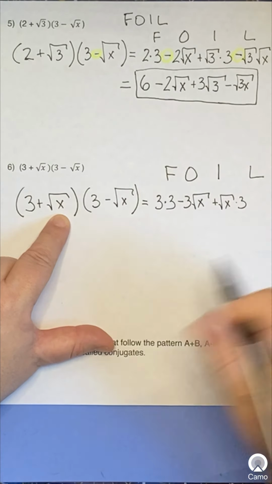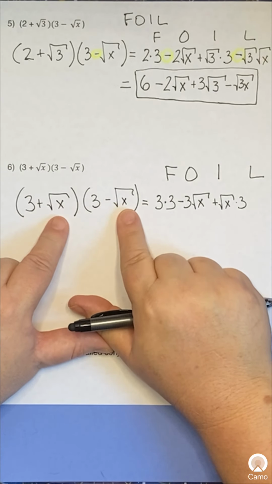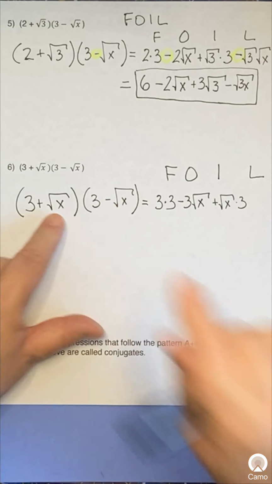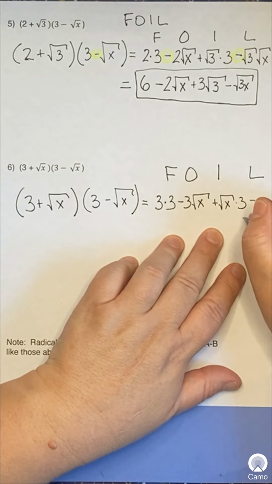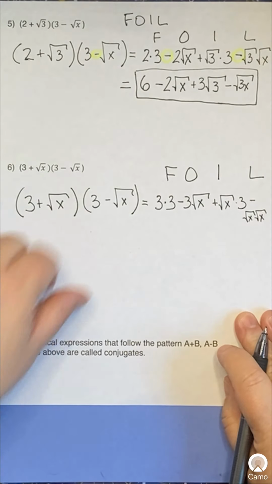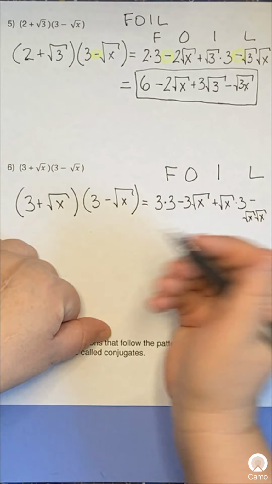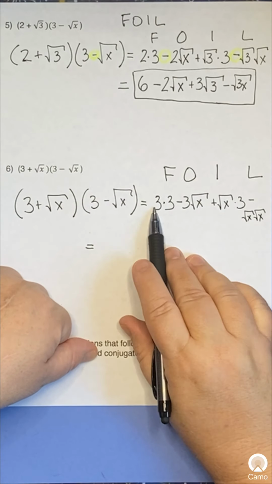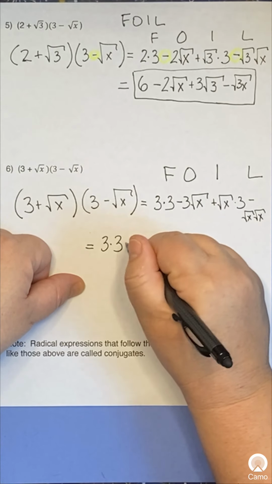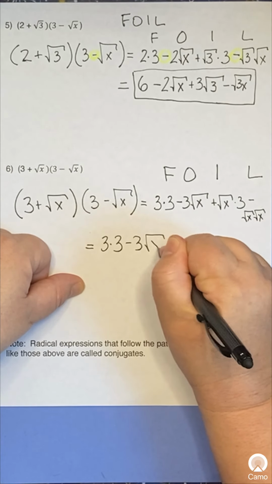And then L, last. I've totally run out of room. But for the last, it's radical x times the opposite of radical x. So it's the opposite of radical x times radical x. Oh my goodness, that's so smushy. So let me write it nicely over here. Okay, 3 times 3. You know what? I'm just going to copy the whole thing because it is kind of hard to read, and then we'll simplify.